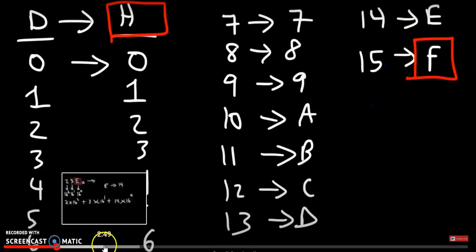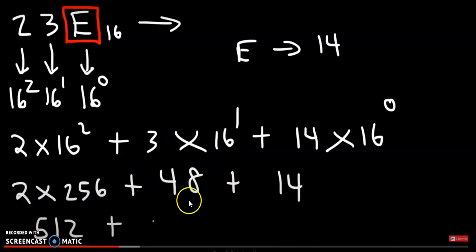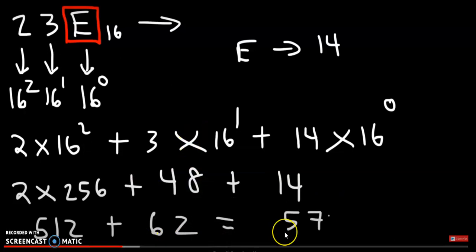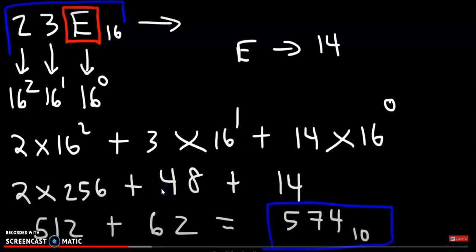So 14 into 16 power 0, and 2 into 16 power 2 means 2 into 256, that is 512, and also 48, plus 14, so 512 plus 48 plus 14 is equal to 574. So it is called the base 10 value. So 23E in base 16 is equal to 574 in base 10.